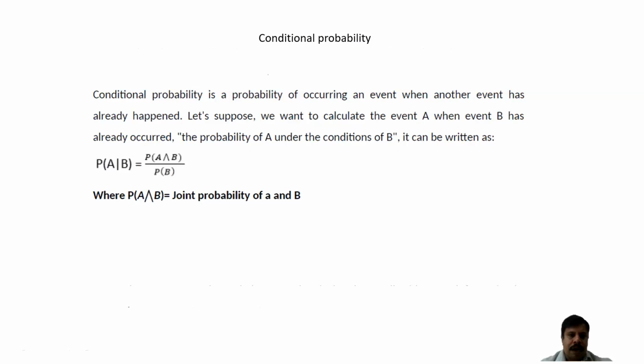P of A joint B under the probability of P of B. Okay, this is known as a conditional probability. This is very, very important in the concept of expert system design, because based on this only we are going to study about the Bayes theorem or Bayes rule.